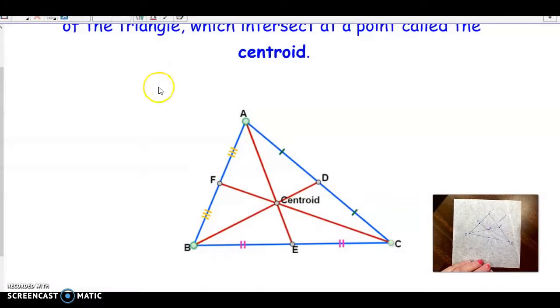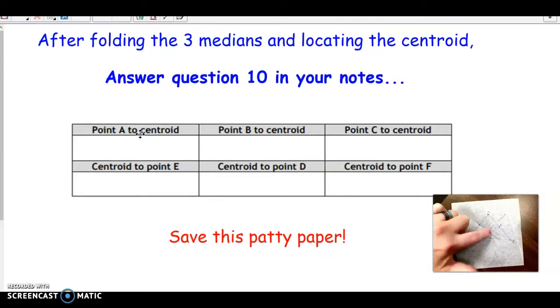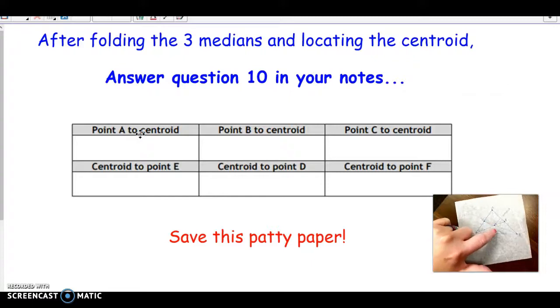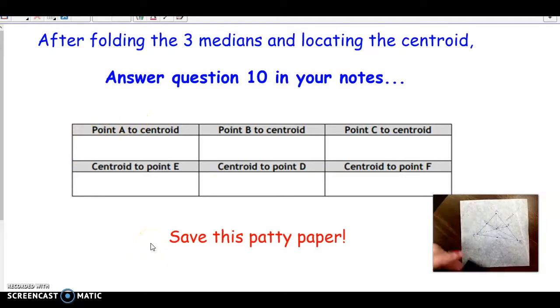Now, what I want you to do to finish out this video is you're going to measure these things that are question 10. So using your ruler, you're going to measure from point A to the centroid, and then point B to the centroid, and C to the centroid. And then from the centroid to point E, centroid to point D, centroid to point F. Now, I would suggest using the centimeter side of your ruler. That'll be easier for your measurements than using the inches side. That gets a little complicated. So use the centimeter, millimeter side of your ruler. When you have those measurements done, then you can start the second video.